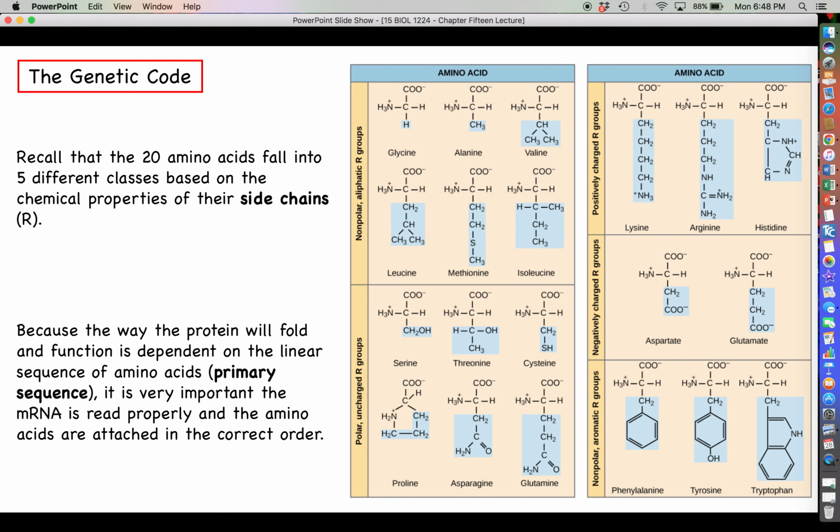Because the way the protein ends up folding depends very much on the primary sequence of amino acids within the protein, it's very important that the messenger RNA be read properly so that we put the protein together in the correct way. We want to make sure we're putting all the amino acids together in the proper order. If we make any mistakes, the protein is going to fold differently and function very differently too, and that may end up causing the cell a number of problems.